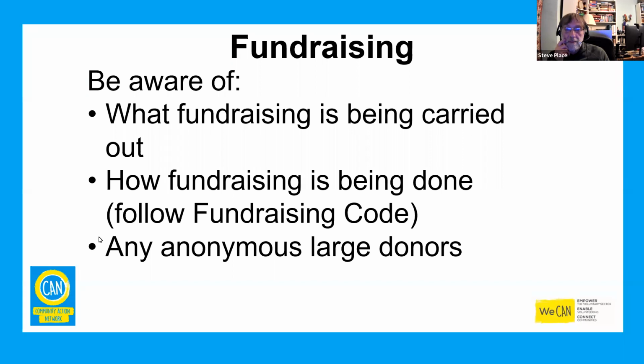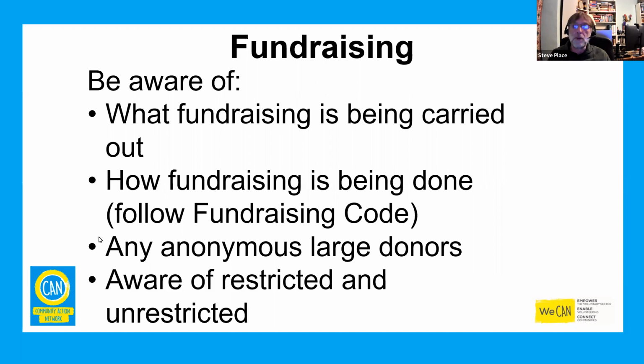And anonymous here means anonymous to the public. You should know who it is, but you can keep their name anonymous to the public. I would try to avoid any large donation, certainly cash, and certainly not anonymous, because it could be money laundering. That's the problem. The other thing to be aware of is restricted and unrestricted. I've got a slide later on. Sometimes money is given to you and you have to be clear that it's restricted as opposed to unrestricted. I'll explain that a bit later.